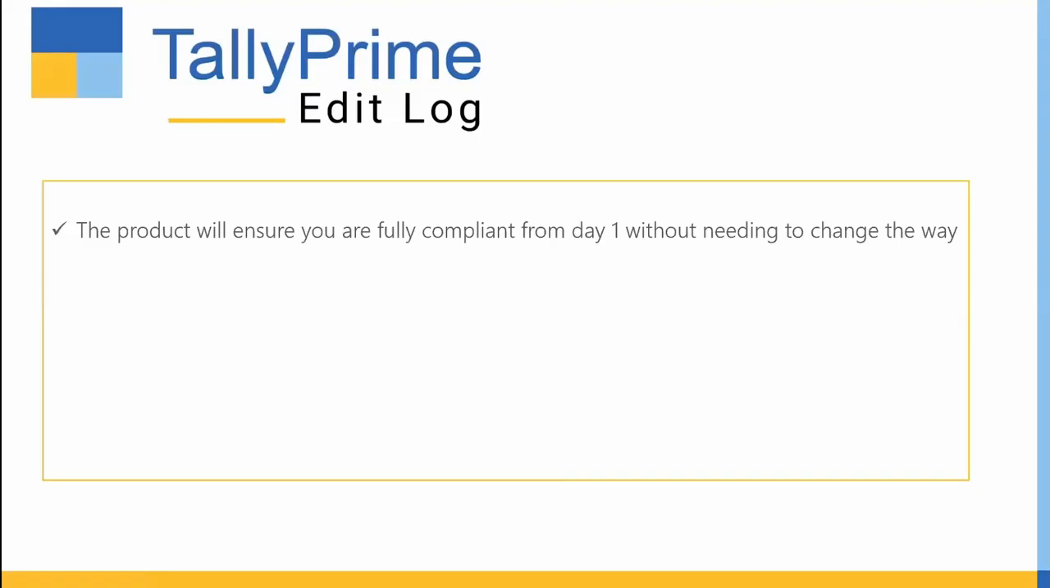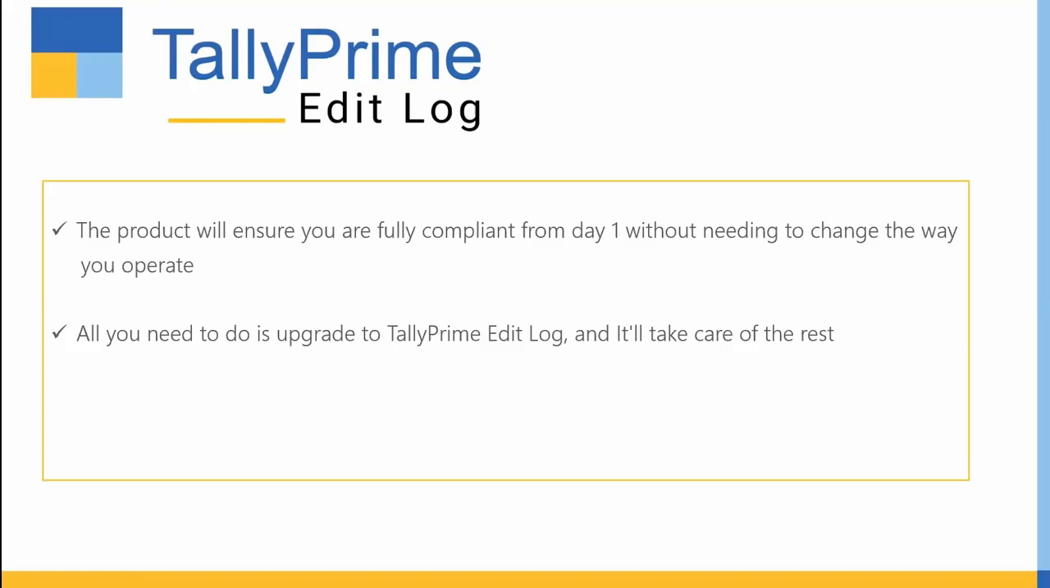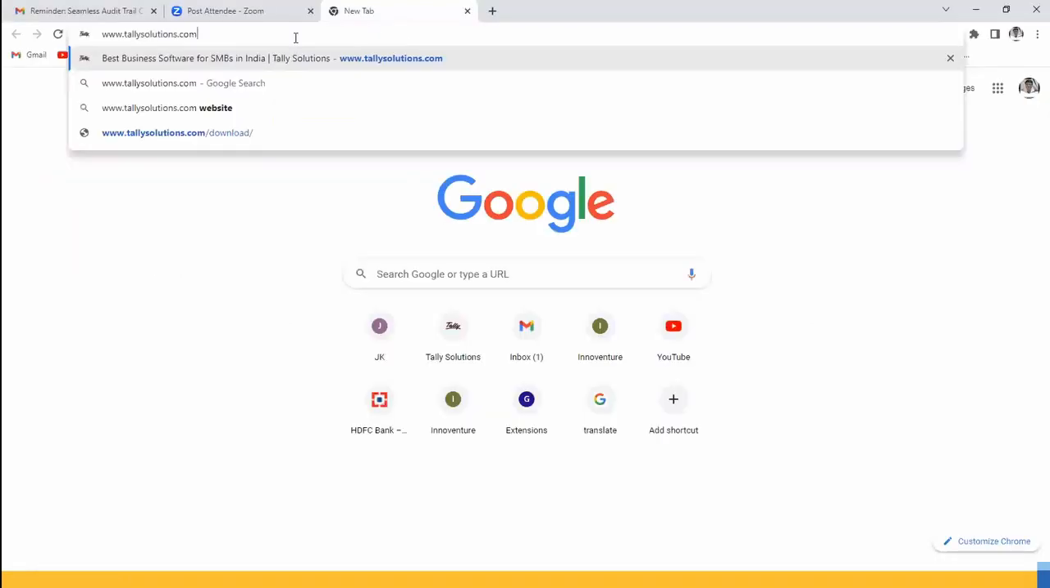So what are we going to do? We are going to work on the TallyPrime edit log. What will it do? It will ensure that you are compliant from the first day without needing to change your accounting software or the way you operate. All you need to do is upgrade to TallyPrime edit log, and it will take care of the rest. Now, how to upgrade?